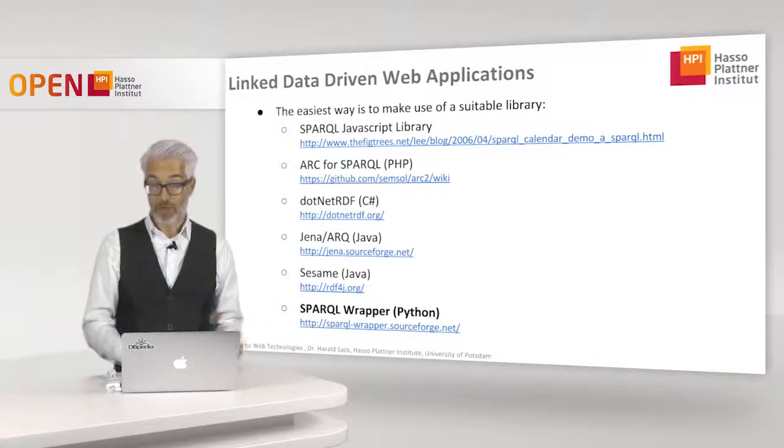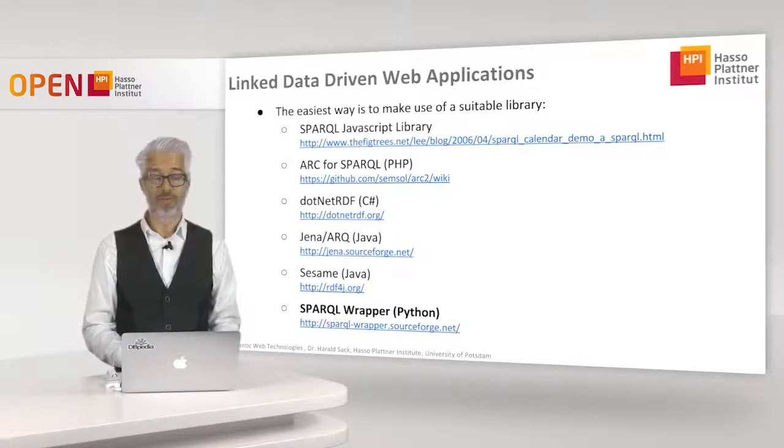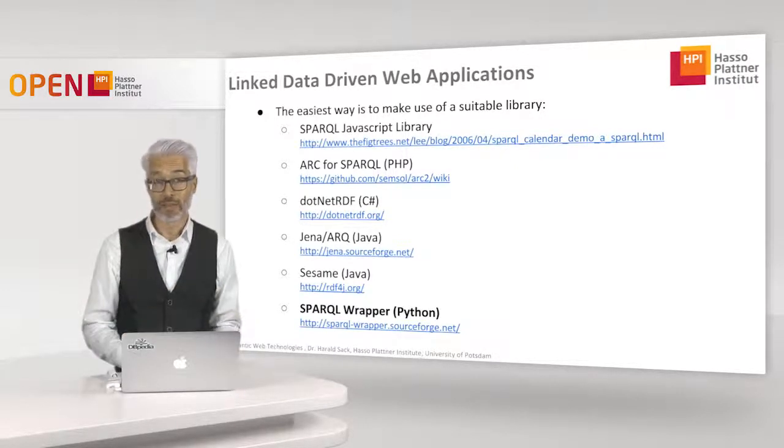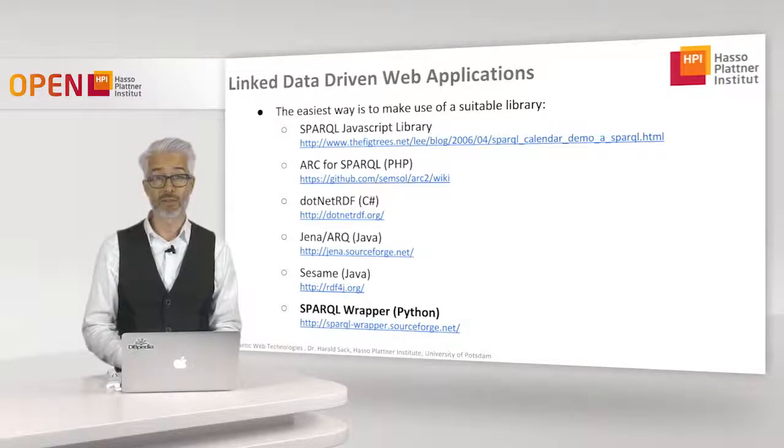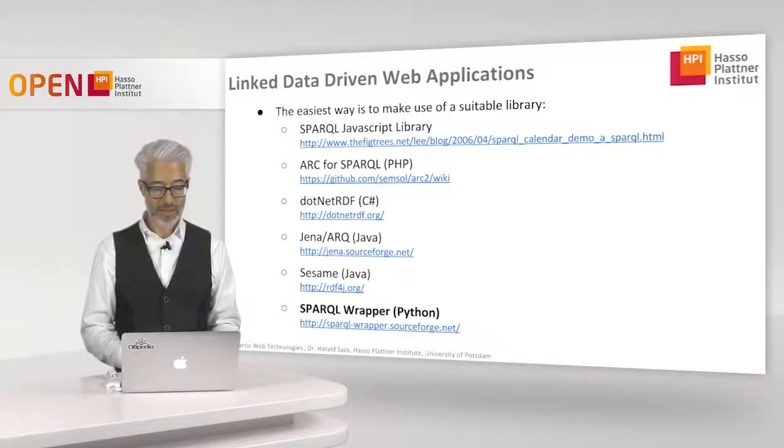Okay, and if you try to make use of linked data, of course, you can make use of a variety of existing libraries that you see here. And of course, it depends on the kind of programming language you prefer and that you are using. So for example, I have a few here gathered for you. It starts with a JavaScript library for SPARQL that you can use, or for PHP, there is ARC for SPARQL. Then even for C#, there is dotNetRDF that you can use. For Java, there are several libraries that you can use. Either you use Jena, ARQ, or you use Sesame.